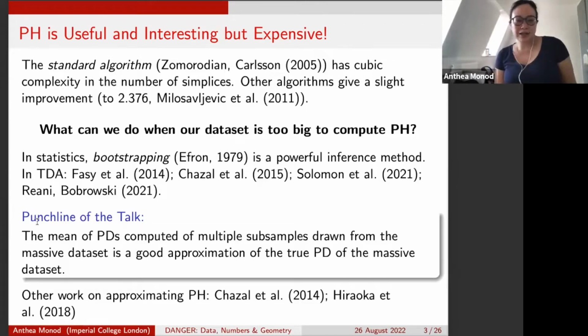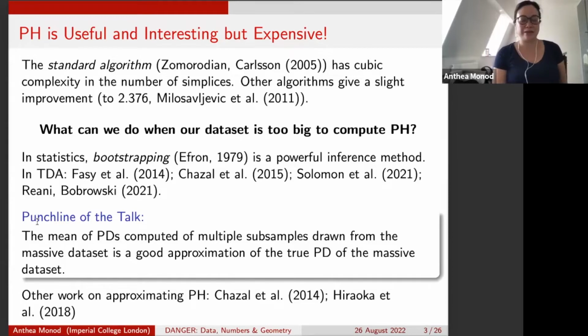So the question that Yuji and I asked is, because we deal with very big data sets quite a lot in the applied work that I do, what can we do when our data set is just simply too big to compute persistent homology? And this happens quite a lot. So here we look at more statistical ideas.